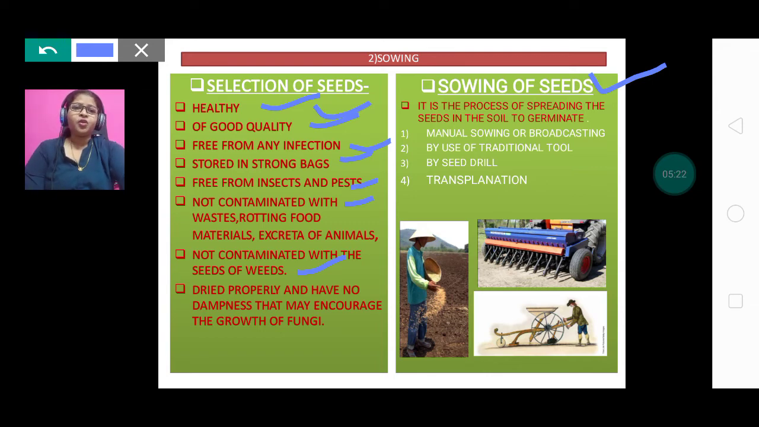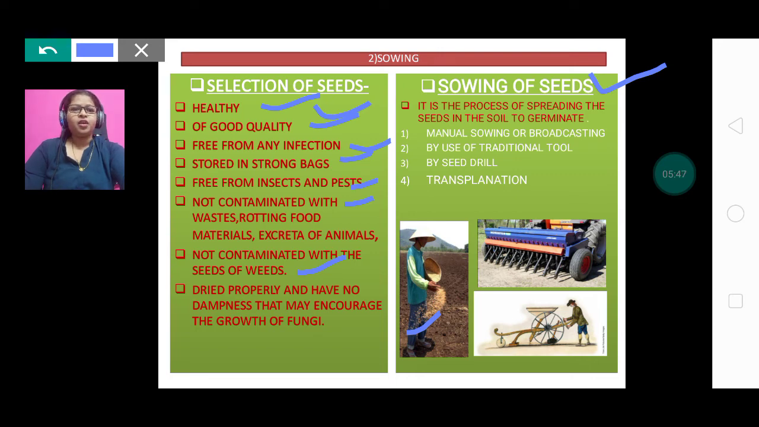Next one is the sowing of seeds. There are different methods of sowing, but before that, what is meant by sowing? It is nothing but a process of spreading the seeds in the soil to germinate. The first method is manual sowing or broadcasting. Look at the picture over here. A man is spreading the seeds with his hand into the soil. This is manual sowing.